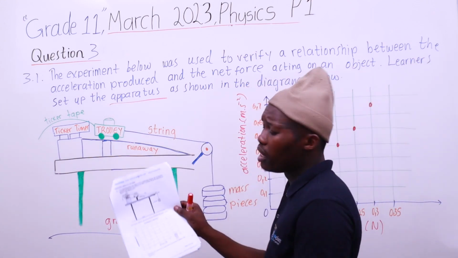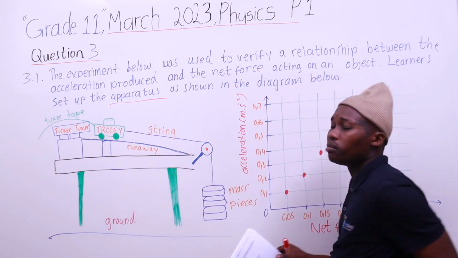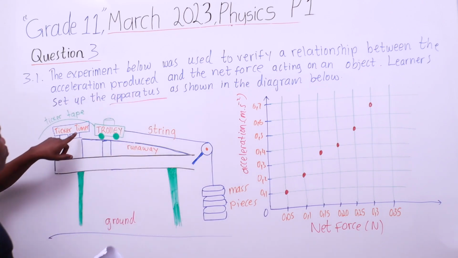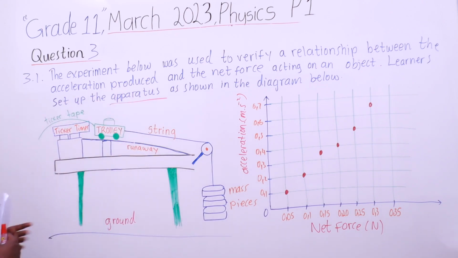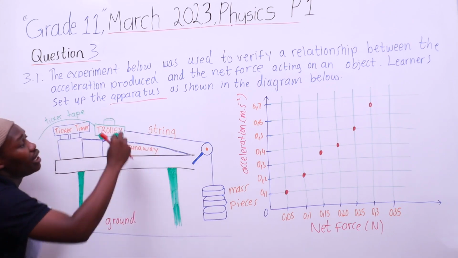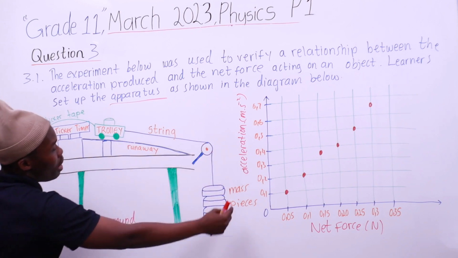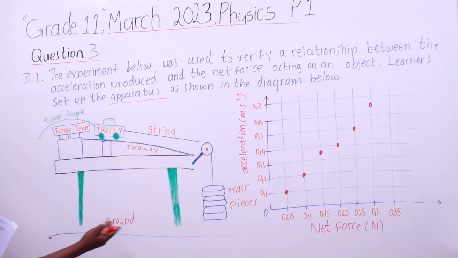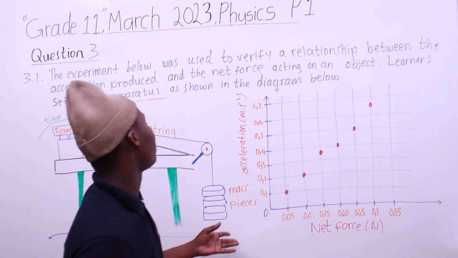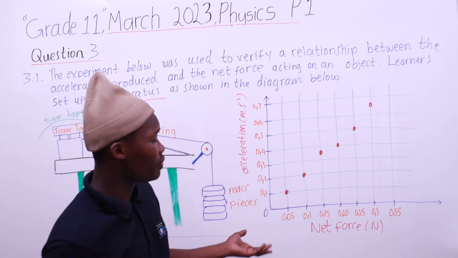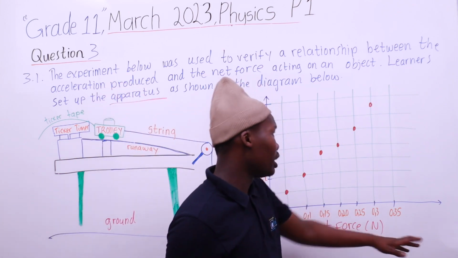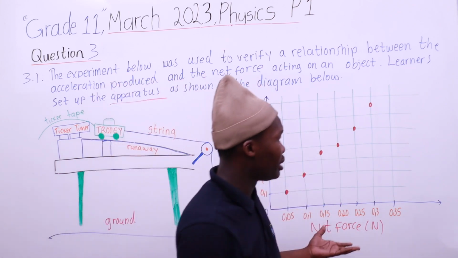So now, these diagrams. Because of space, we have a ticker timer, a ticker tape, a trolley, an inclined runway, and a string connected to this pulley. Then we have mass pieces, and it is grounded. Okay, so we have a graph of acceleration versus net force. Acceleration, net force, and then the points are plotted.